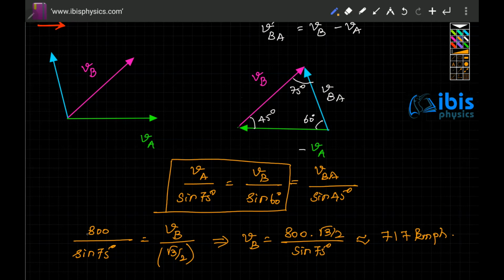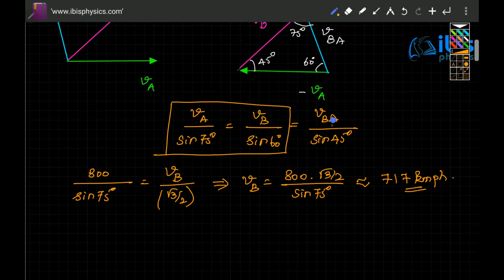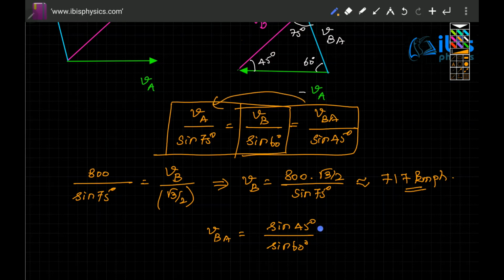And you obviously know that because this is 800, and when VA is going this way, VB is going this way. If its velocity is more than this, it appears to be going either this way or this way. Because it is receding at 60 degree, its velocity is less than that of this. So we have found it out. If they ask you the relative velocity of B with respect to A, VBA equals sine 45 degree by sine 60 degree into velocity of B, or you can compare VBA with VA also, which is 717 kilometer per hour, which we have just found out.